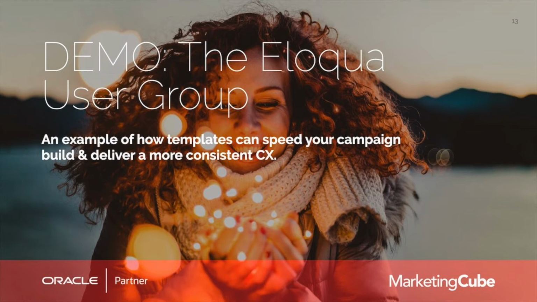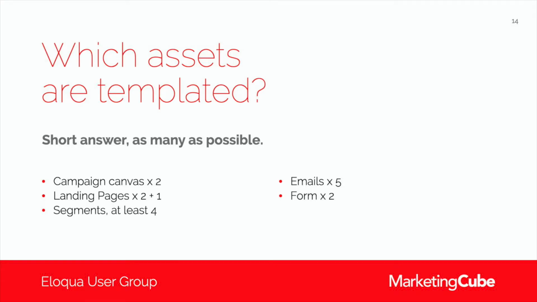All right, so the next thing we want to do is we promised to show you a little bit about how we use templates each month with the user group. And so first thing I want to do is explain to you the different parts of Eloqua that we use. So which assets are templated, and as I've said there, as many as possible. So we have campaign canvases. We have two, and I'll explain why two. Landing pages, we have two. That's because there's a registration page and a confirmation page.